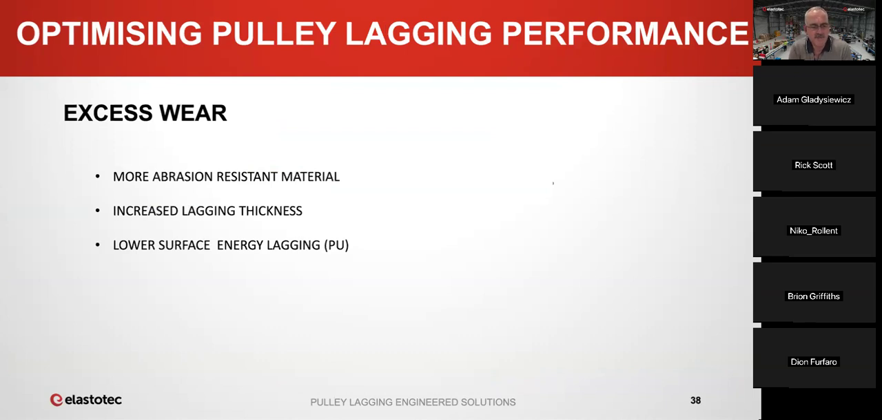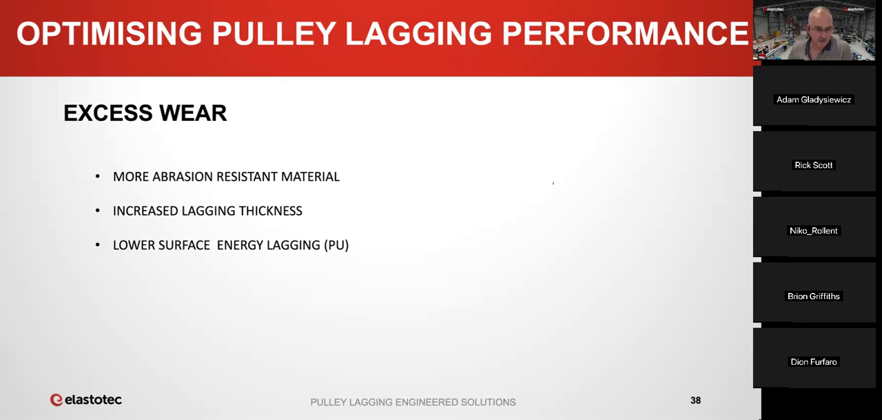The options you have for overcoming excess wear is you can go with a more abrasion resistant rubber. So for example, if you're using standard rubber lagging, you could go to the extreme rubber lagging, which has got 3 times more abrasion resistance. You can increase the lagging thickness. And the third thing you can do is you can go to something like polyurethane, which has both much better abrasion resistance, but it also has the low coefficient of friction.